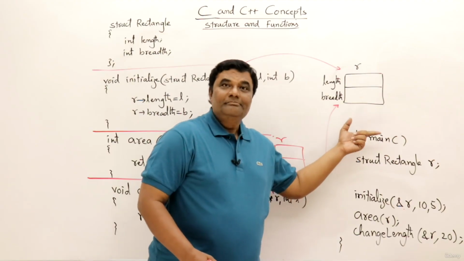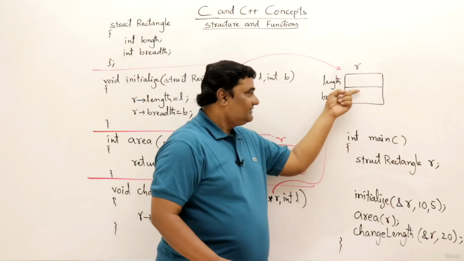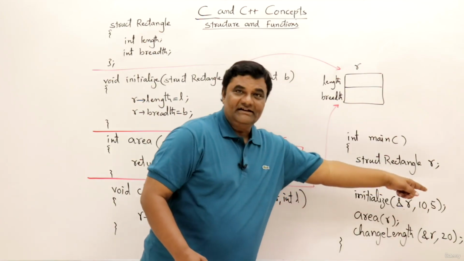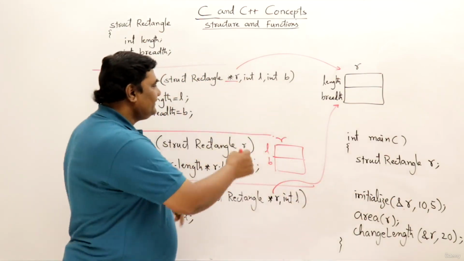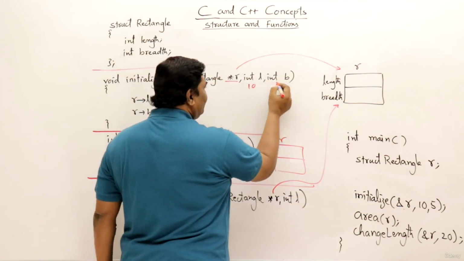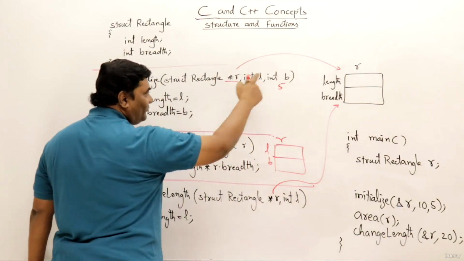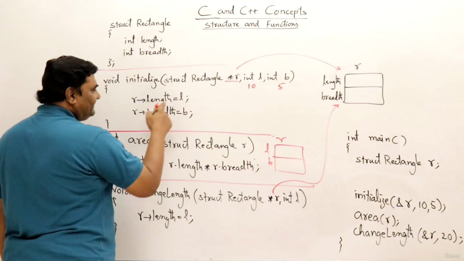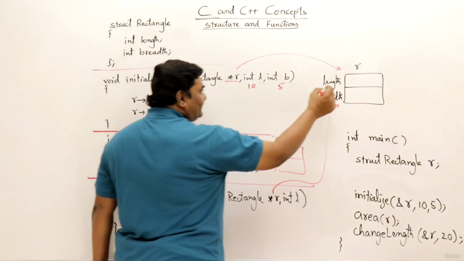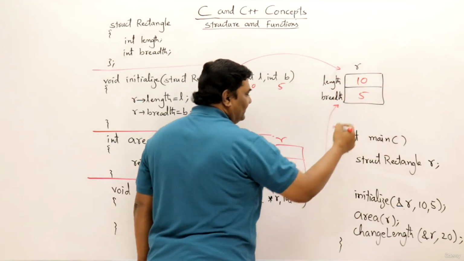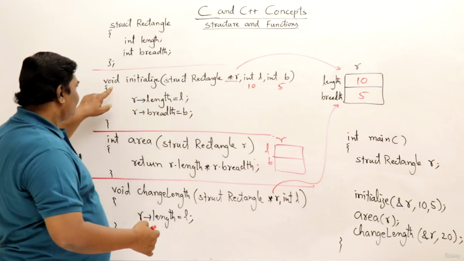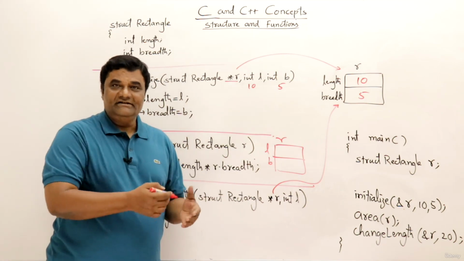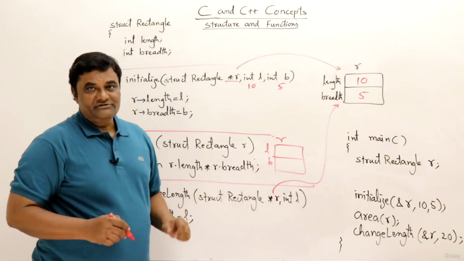Let us start executing. Main function has a rectangle, this one. Then it calls the initialize function by sending an address and new values for length and breadth. Length and breadth are called by value: 10 is copied in this one, 5 is copied in this one, and this is a pointer to that rectangle that belongs to the main function. And r dot length is assigned L and breadth is assigned B. So this will be 10 and 5.